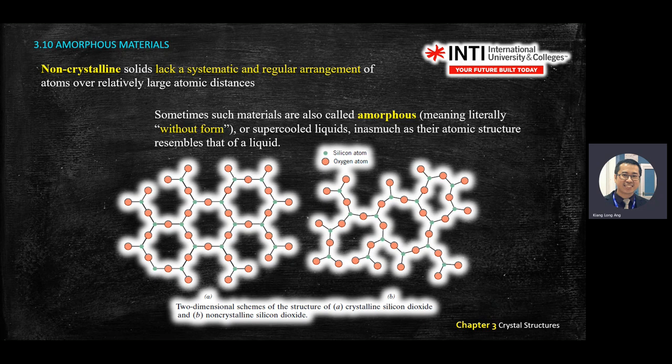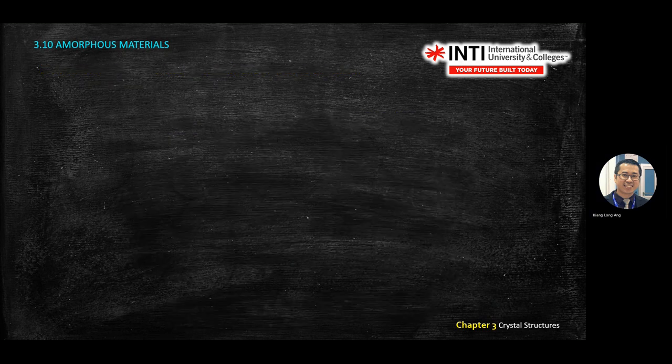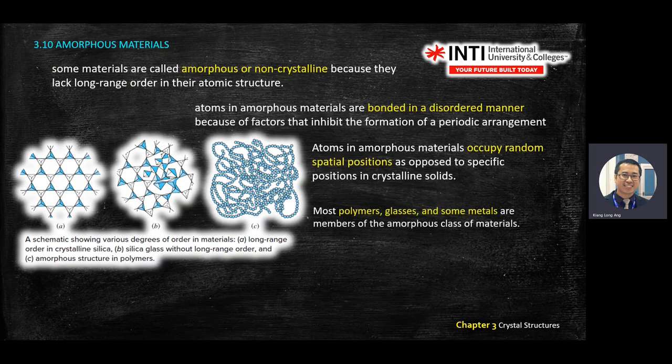Okay, the rest is add-on information. Before these slides, it was all crystalline structure, where you can repeat it, and you can calculate because it repeats in a certain pattern. Non-crystalline, or what we call amorphous material, has a random structure, a random pattern. So you can only describe it qualitatively. Okay, the rest you read.